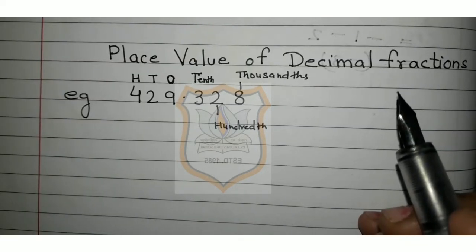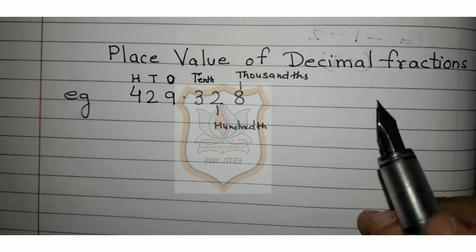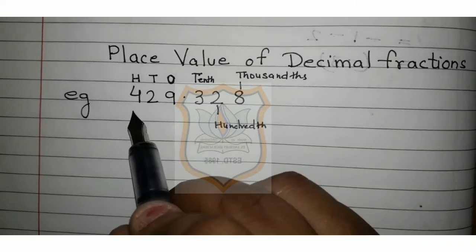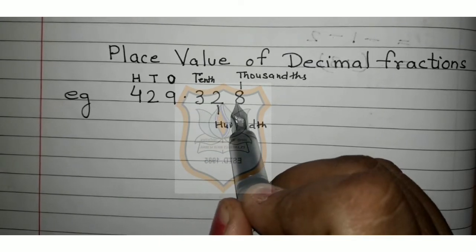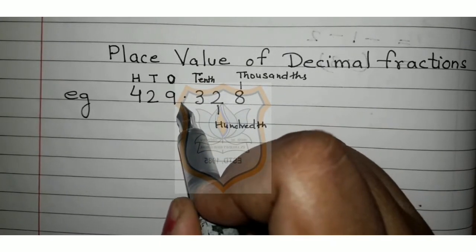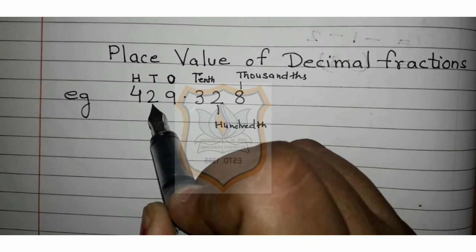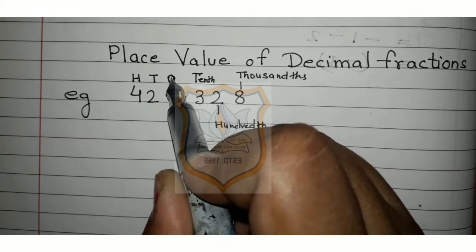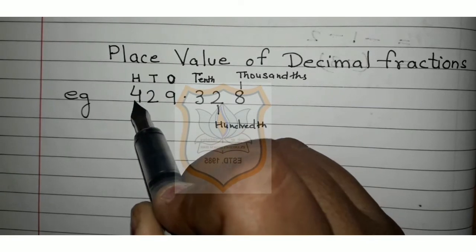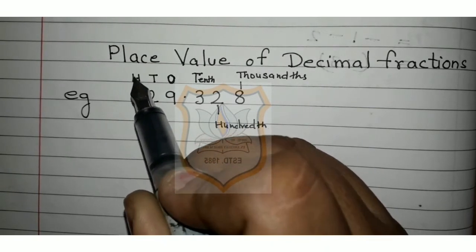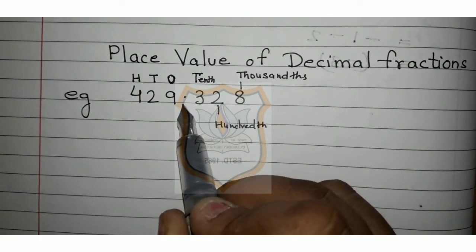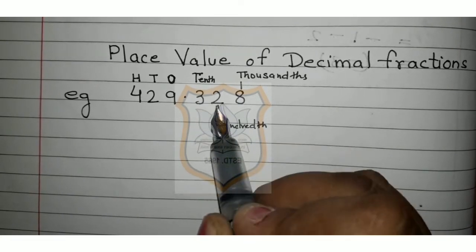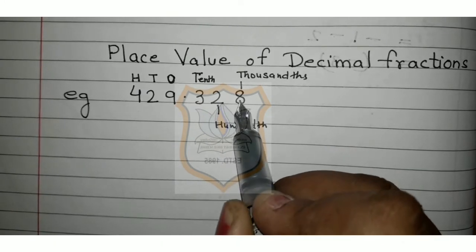Students, before solving exercise 2.5, I will explain the place and the place value of decimal fractions by giving an example. Our example is 429.328. First we look at the digits before the decimal: 4, 2 and 9. The place of 9 is ones, the place of 2 is tens and the place of 4 is hundreds. Now the digits after the decimal are 3, 2 and 8. The place of 3 is tenths, the place of 2 is hundredths and the place of 8 is thousandths.